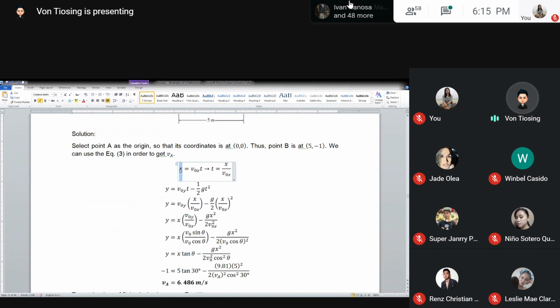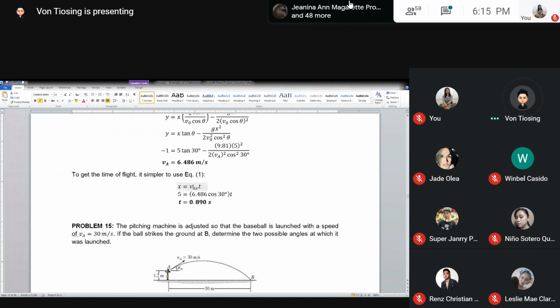Then, meron kang 5 meter distance sa x, no? So, we have 6.486 cosine 30 times time t. So, 5 divided by this one. We have 0.18. Okay? So, do you have any questions regarding this problem?